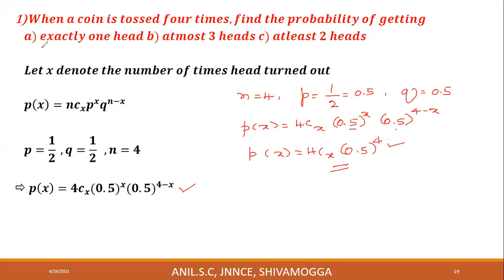Now let's consider the first case, A. Find the probability of getting exactly one head. Exactly one head means X is equal to 1. Here X denotes the number of heads. Therefore X is equal to 1. This will be 4C1 into 0.5 power 4. We take a calculator and simplify this.